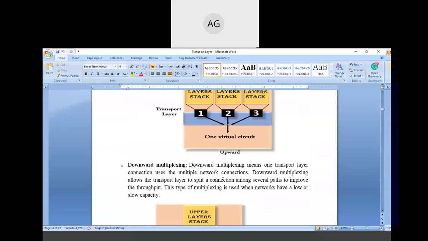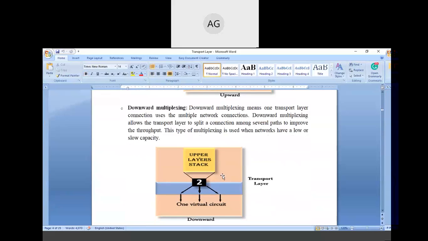In the same way, there is another type of multiplexing known as downward multiplexing. In the case of downward multiplexing, one transport layer connection uses multiple network connections. As you can see in this diagram, only one transport connection is present here, and it supports multiple network connections.